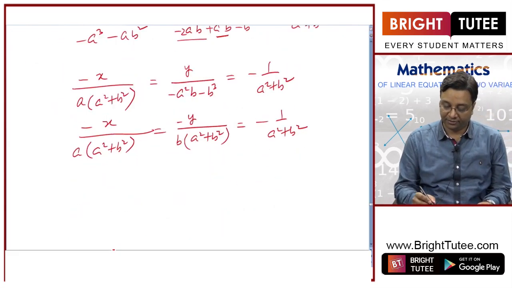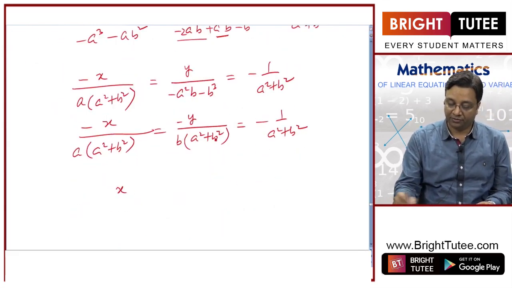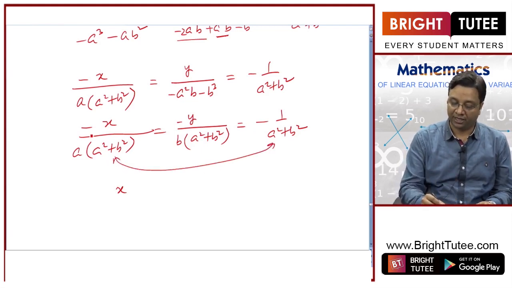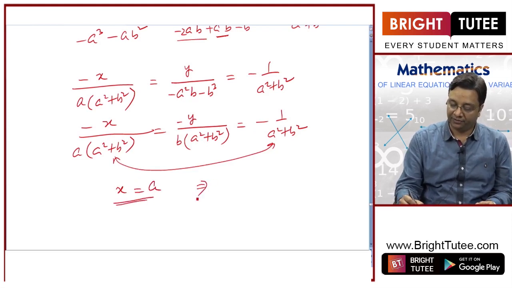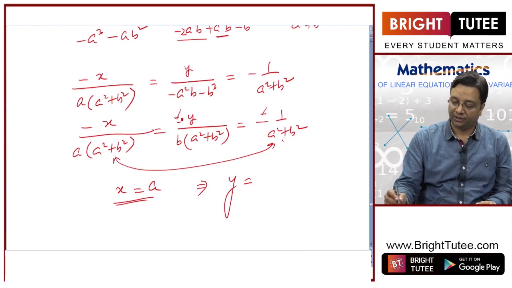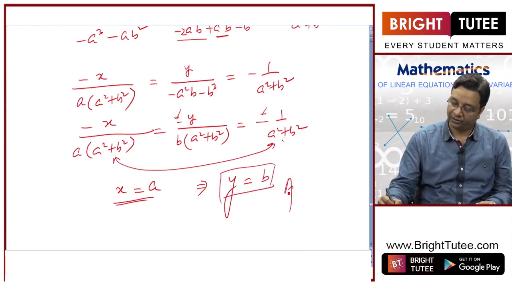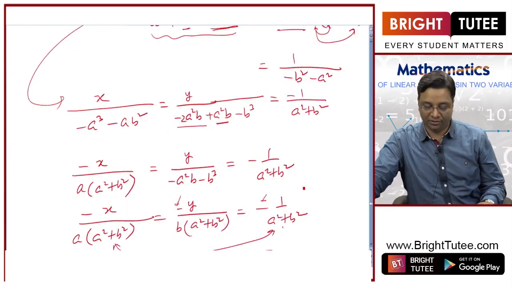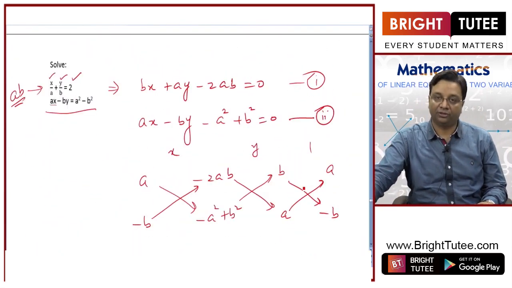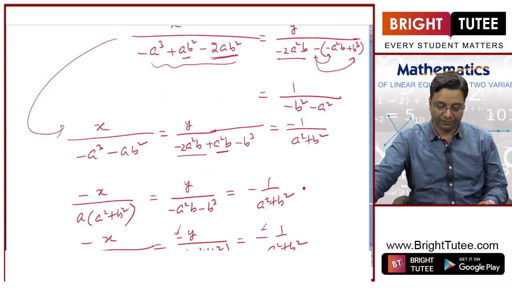So, what is x? I will compare these two, right. a square plus b square will get cancelled, minus sign will get cancelled. So, x is equal to a. Similarly, y is equal to, this will get cancelled, a square plus b square, and this minus sign will also be cancelled. So, y is equal to b. x is equal to a and y is equal to b is your answer for this question. Okay.